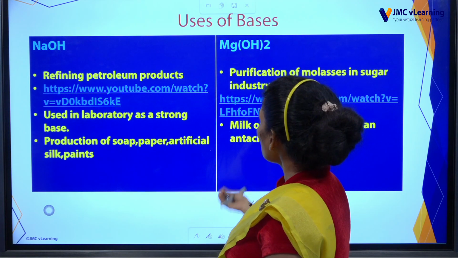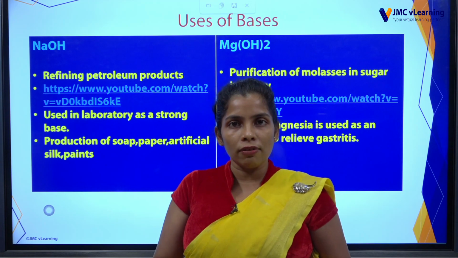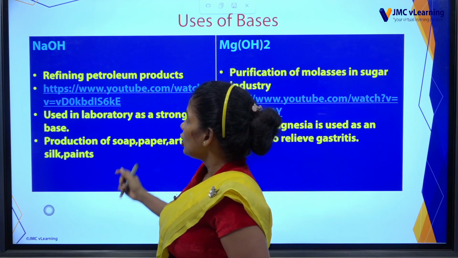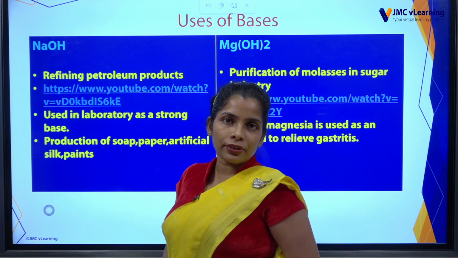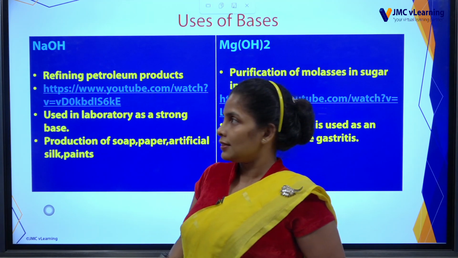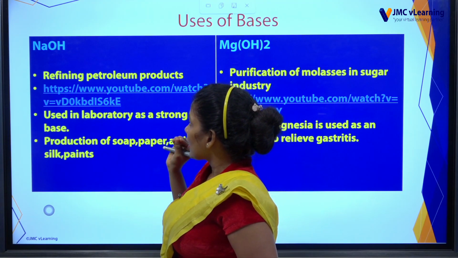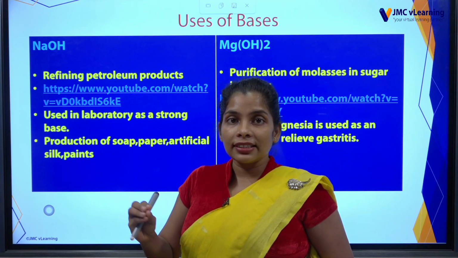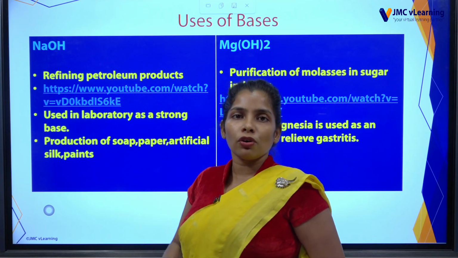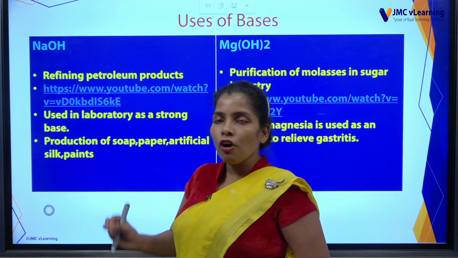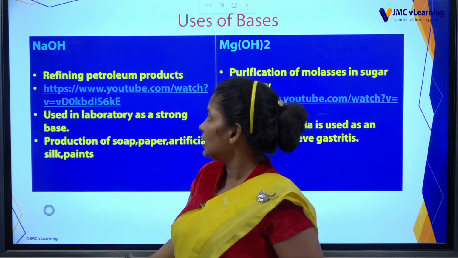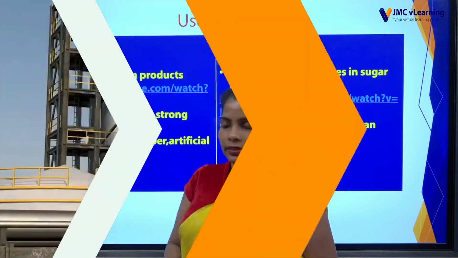Now, we are moving to the uses of bases. Here, the first one, sodium hydroxide is a strong base. First one, refining petroleum products. This is the main use of sodium hydroxide. Now, we are going to see this refining of petroleum products.